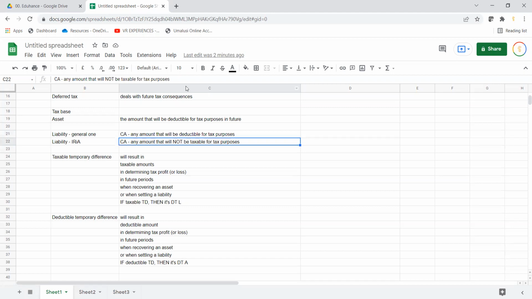So let's assume the bonus that was approved was 1 million rand. So the liability is sitting at 1 million rand. To get to the tax base of the liability, we would say carrying amount 1 million rand minus any amount that will be deductible for tax purposes. The word will means that will be deductible in future for tax purposes. Now, in order to know what will be deductible in future, we need to know how tax would treat a bonus.